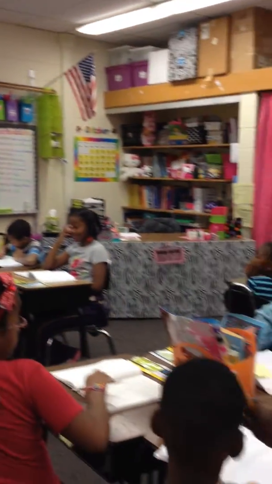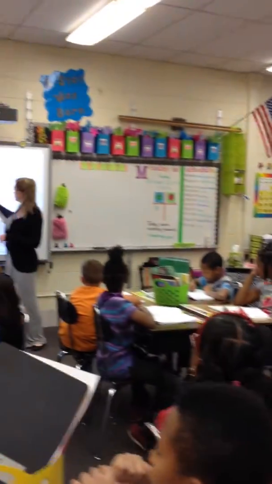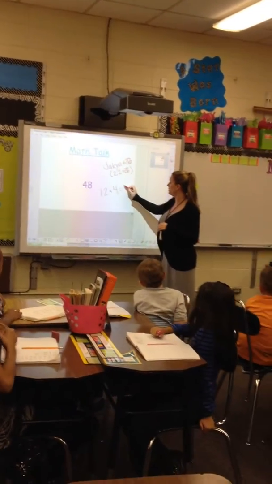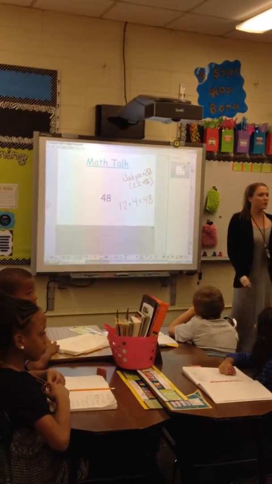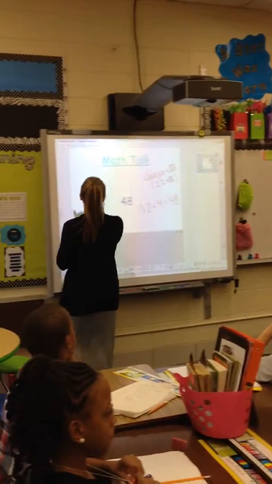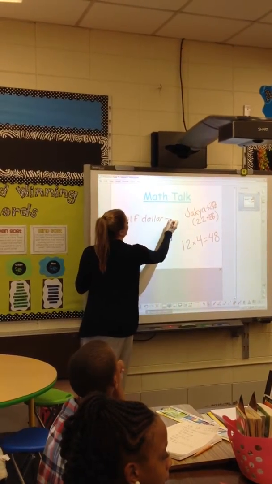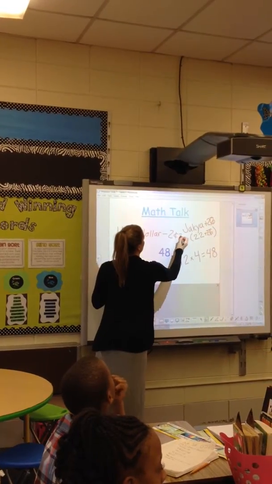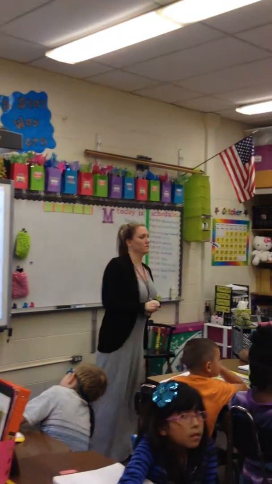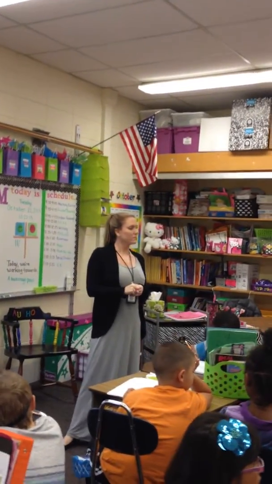Group 4. 12 times 4. What is 12 times 4? 48. So 12 times 4 equals 48. Group 3. $1.50 minus 2 cents. Explain that. Because $1.50 is 50, so you take away 2 more cents, and it will equal 48.